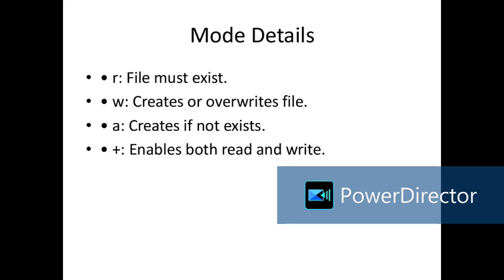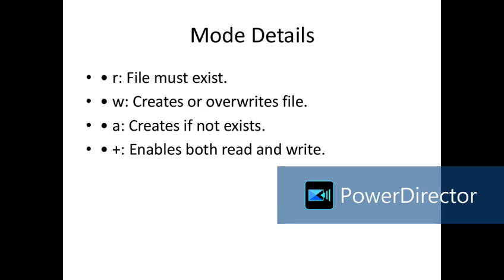More details. Let's understand the details of these modes. r opens a file for reading only; the file must exist. w means open for writing; it creates a new file or overwrites it if it exists. a means open for writing at the end; it creates the file if it does not exist. Modes with plus allow both read and write.